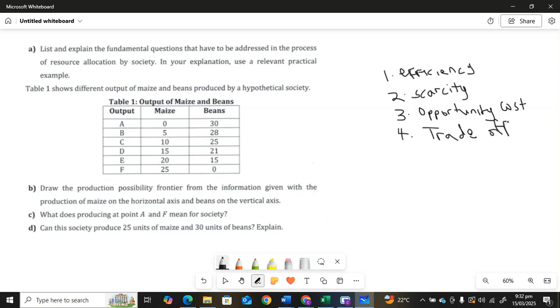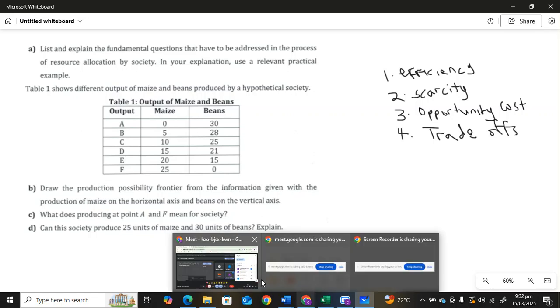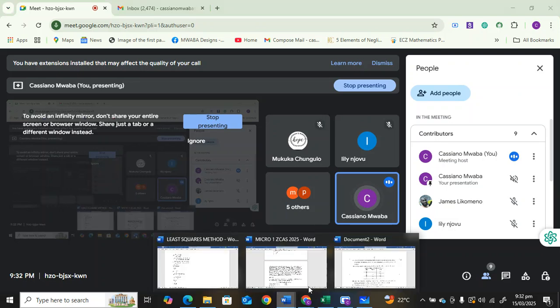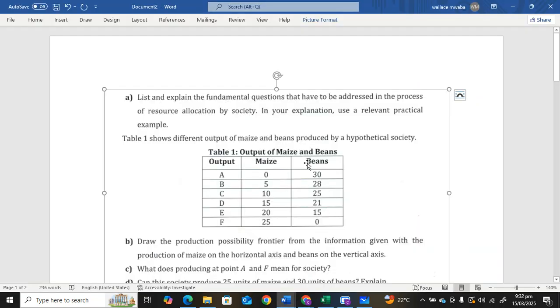Trade-offs. A trade-off is when you exchange one thing for another. With the PPF curve, in this case, the trade-off is between maize and beans. Every time there is a trade-off, an opportunity cost is attached. Think of the opportunity cost as the cost of the trade-off, basically.